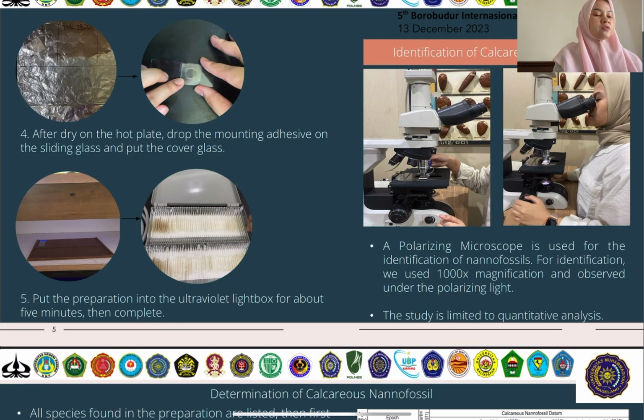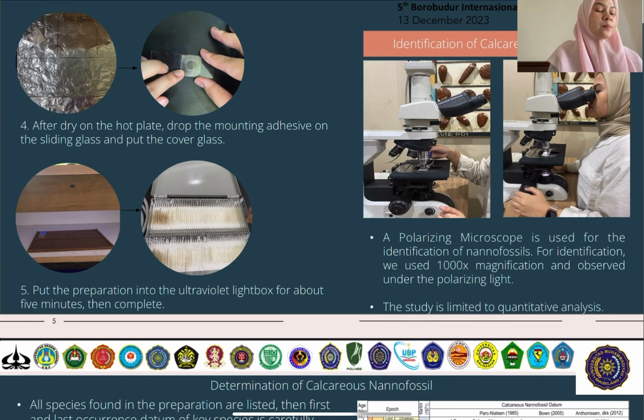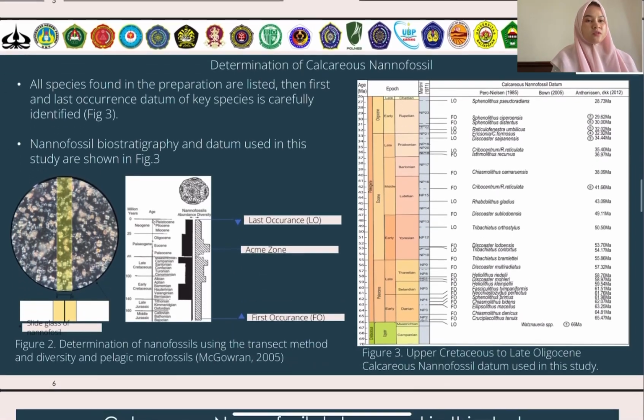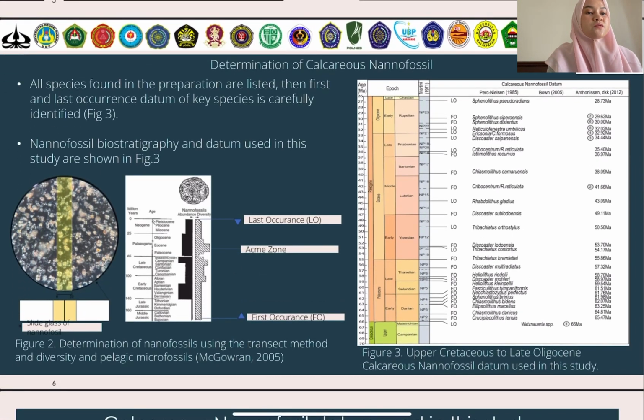Identification of calcareous nanofossils: we use a polarizing microscope at 1000 times magnification and observe under polarized light. The study is limited to quantitative analysis. Determination of calcareous nanofossils: all species found in the preparation are listed. Then the first and last occurrence datum of key species is carefully identified.